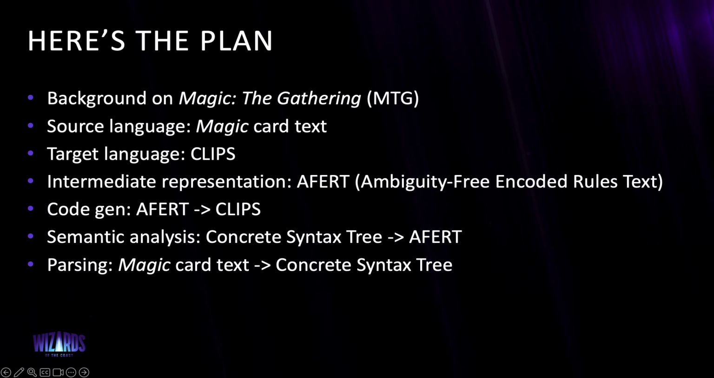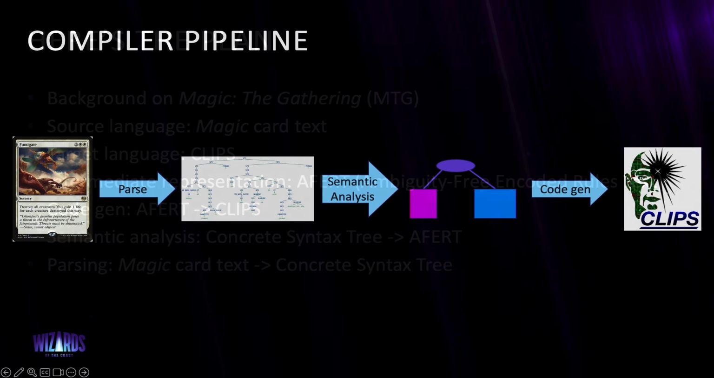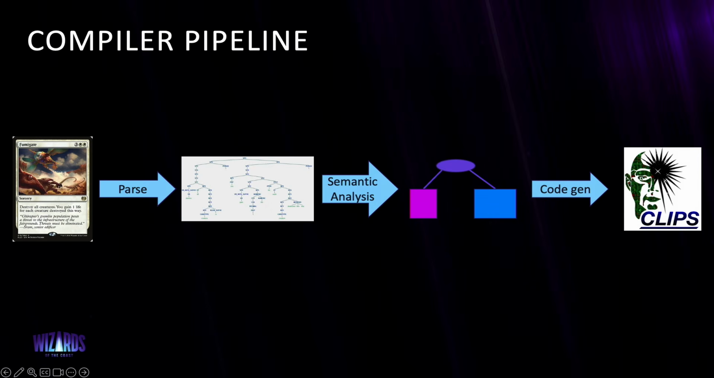Code gen for getting from AFERT to clips. Semantic analysis for getting from concrete syntax trees to the AFERT. And parsing for getting from the card text to the concrete syntax trees. And here's another way to look at the system.